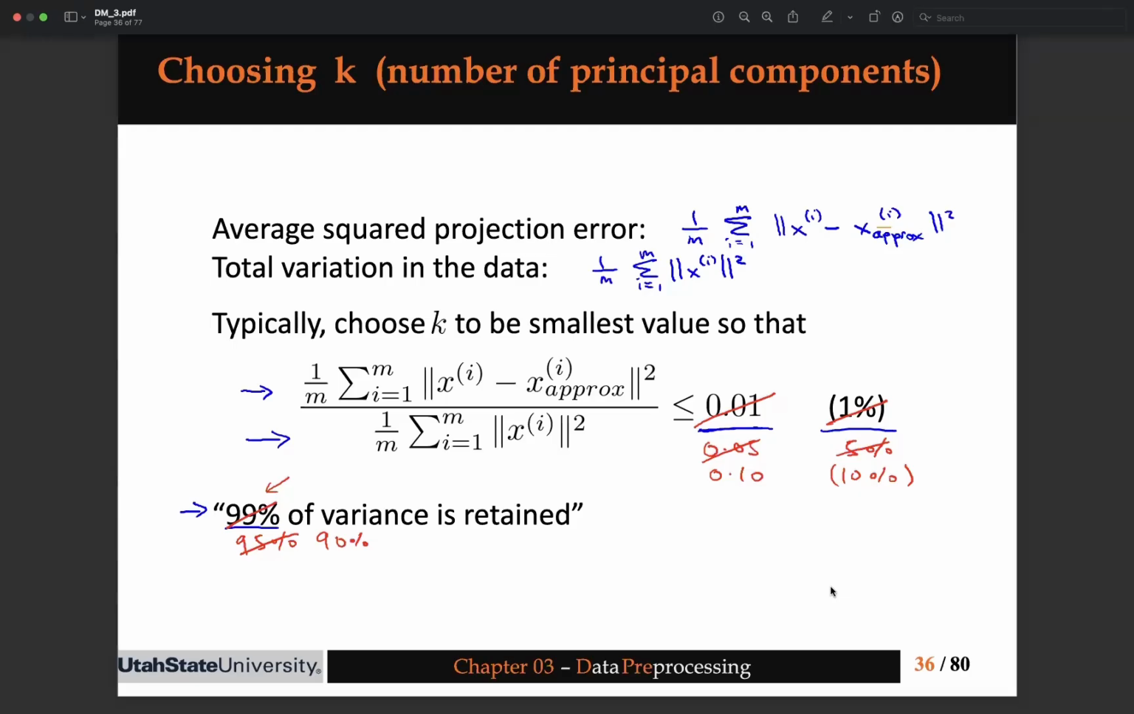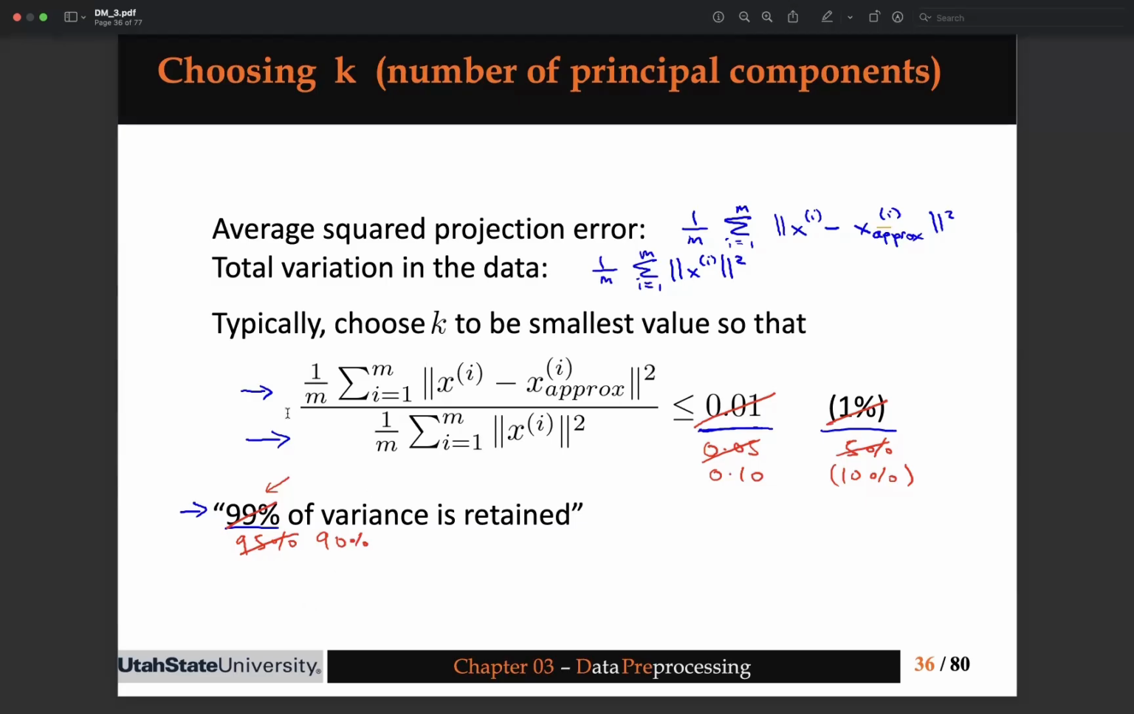The good news is that we have a very nice and systematic way to find the K, and that will always depend on how much variance, how much information you would like to keep in your data, right? So we're always going to measure the total variance in the data in terms of this nice ratio that we have in the slides.